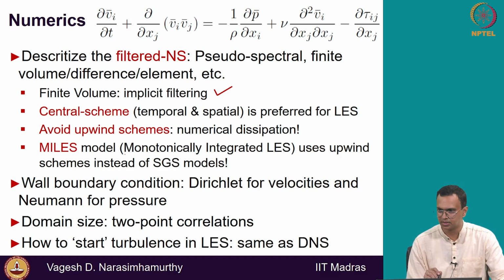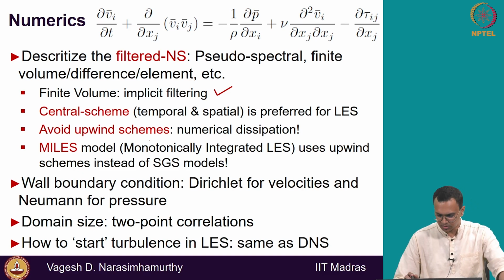This is an idea and some people use it. MILES, where an SGS model should not be used, otherwise you will have too much dissipation, right? Numerical dissipation from the upwind scheme plus SGS, okay? So the SGS model is not used with upwind schemes in MILES.